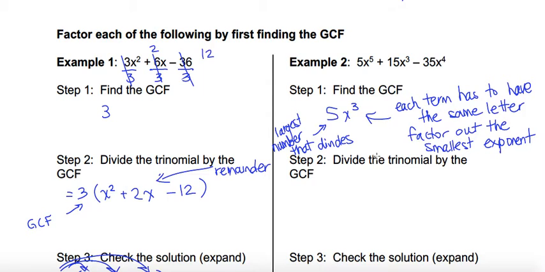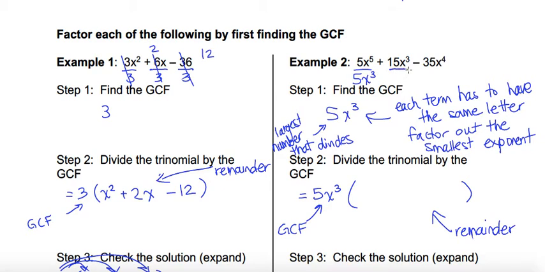So again, we want to think about what is our final answer going to be. So we always start by writing our greatest common factor. So our greatest common factor was 5x to the power of 3. And then inside of our bracket is the remainder once I divide every term by my greatest common factor. So what does this look like? Well, I'm going to divide each term by 5 times x to the exponent 3.